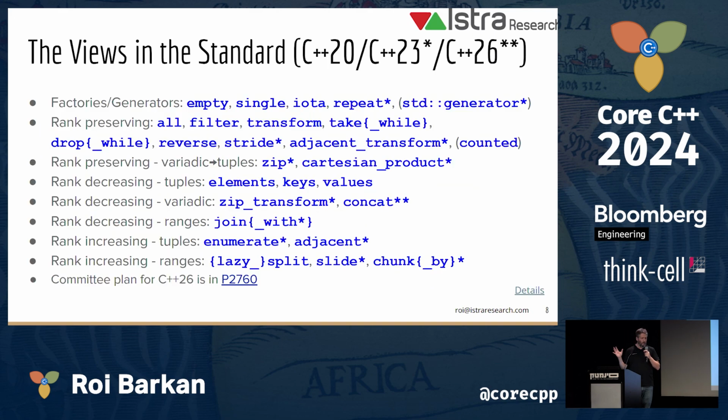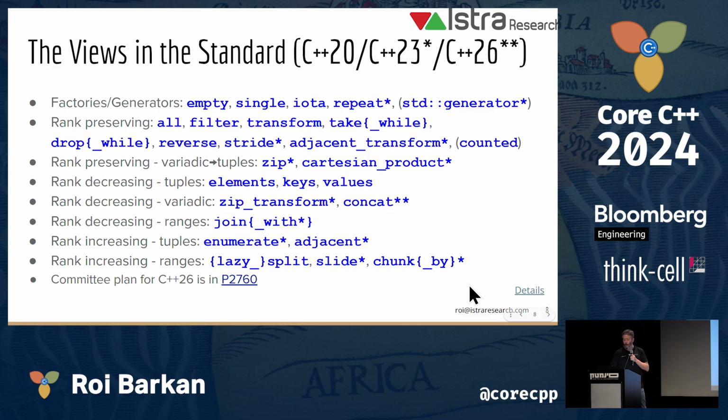So when we got the ranges library, it wasn't just a set of concepts and notions. We also got actual concrete range adapters, which are views that we can go and use right away. We got a very large number of views in C++20. A big number were added in C++23, and more are planned for C++26. There's a whole plan. I won't go over each and every one of them, but there is some extra information in the slides. Once you download them, you can take a look.